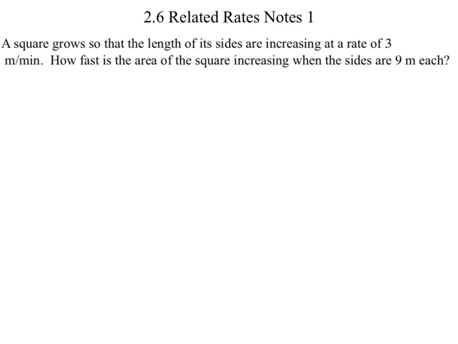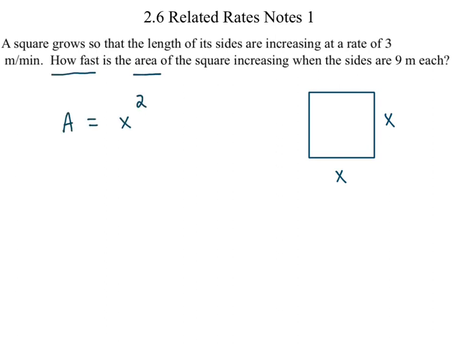So to help us out, I'm going to draw a little picture. So I've got my square. I'll label each side x. And the real question here is how fast is the area of the square increasing? So we're going to start with an area formula. So area equals x squared. So that's the area of any square.